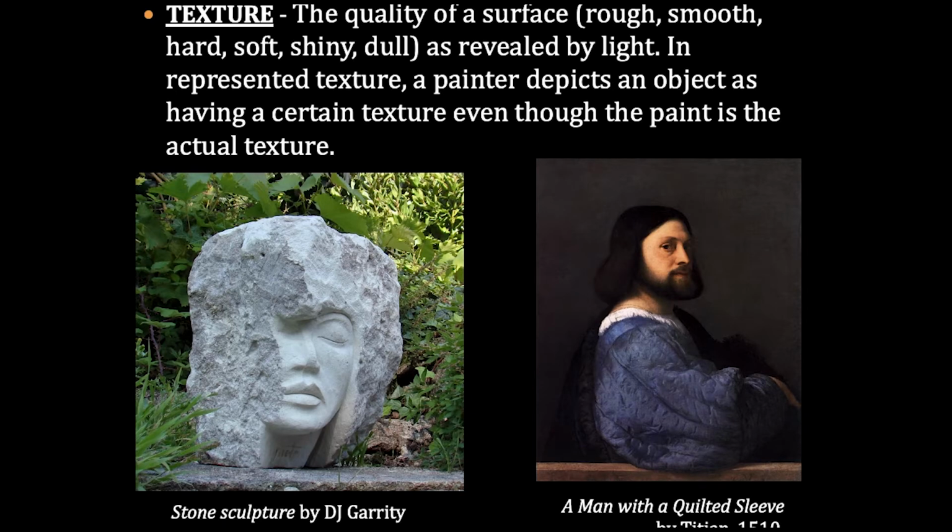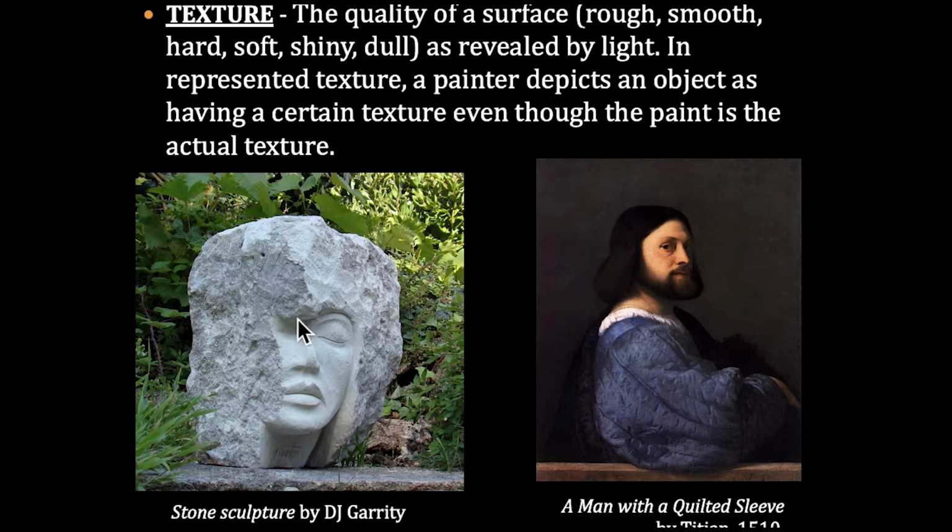When we talk about texture, we're really talking about the quality of a surface. And this can be a completely illusionary texture, right? Because if we look at this work by Titian down here, the man with a quilted sleeve, this is a painting. Yet it looks like if you reached out and touched his sleeve that you would really feel that, right? It's just so well depicted. So artists that are really good at depicting texture are really masters of illusion. It's amazing.